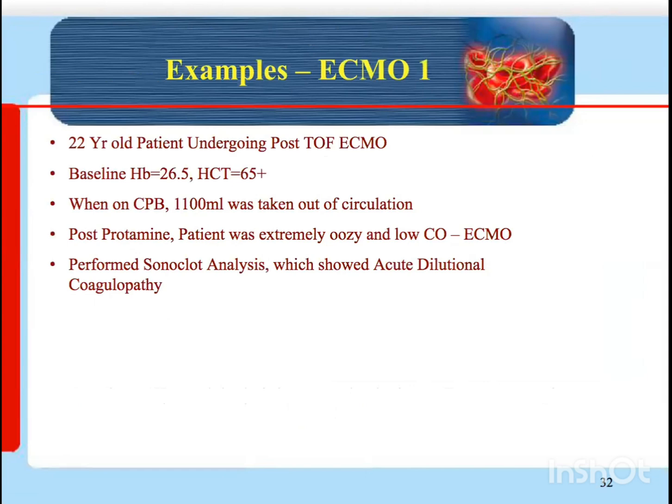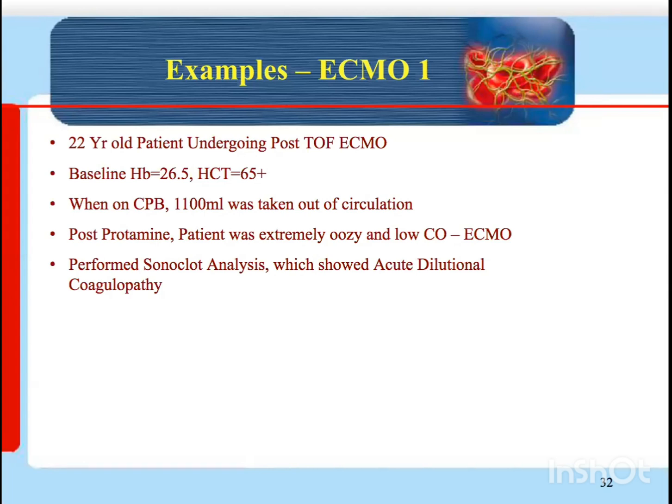So let's see an example of ECMO. A 22-year-old patient undergoes a TOF repair and is put on ECMO for low cardiac output. His baseline hemoglobin read as 26.5. He was hypercyanotic with a hematocrit more than 65. When on CPB, 1100 ml was taken out of circulation. This was part and parcel of the MUF that we do, or a conventional ultrafiltration that we do to concentrate the hemoglobin and give the right hemoglobin so that the blood product usage post bypass is less.